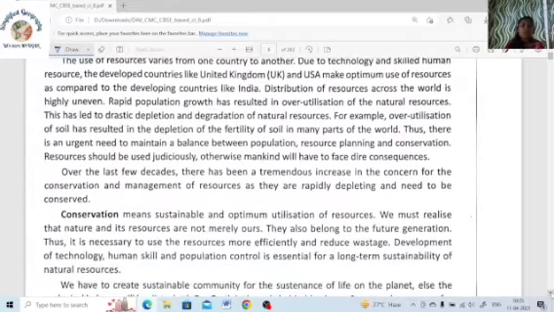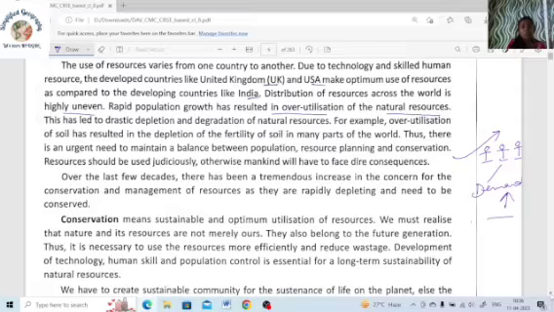Clear? Use of resources varies from one country to another due to technology and skilled human resources. Developed countries like the UK and USA make optimum use of resources as compared to developing countries like India. Distribution of resources across the world is highly uneven. Rapid population growth has resulted in overutilization of natural resources. If the population is increasing so much, then the number of people is more and the demand is also more.